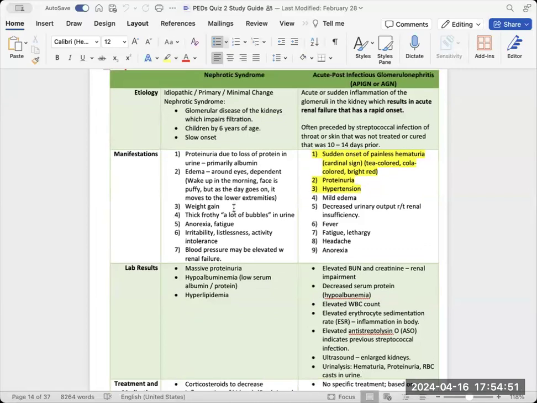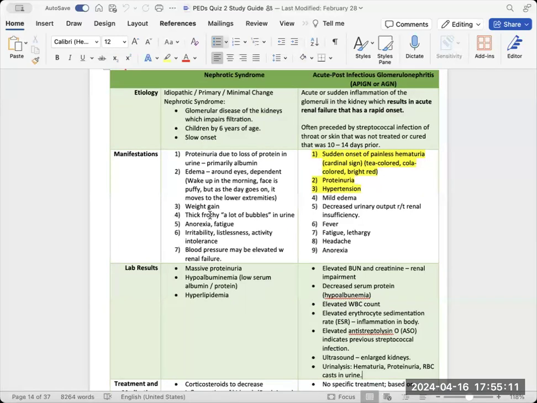Manifestations of nephrotic syndrome: proteinuria. They have edema around the eyes, so they wake up in the morning and the face is really puffy, but as the day goes on, it goes to the lower extremities. This edema is going to move. That's why it's called dependent edema. It moves from the face to the lower extremities. That is a key sign that lets you know they could have nephrotic syndrome.